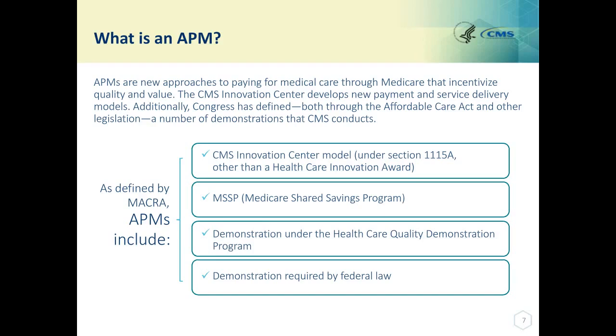So here we're going to start with what is an APM. An APM pretty much is an approach to pay for medical care through Medicare. We're incentivizing quality and value, and we're really looking at 4 key areas that define what an APM is in law. The first one is the CMS Innovation Center model under Section 1115A, other than the HCIA awards, as some people heard, Healthcare Innovation Award.